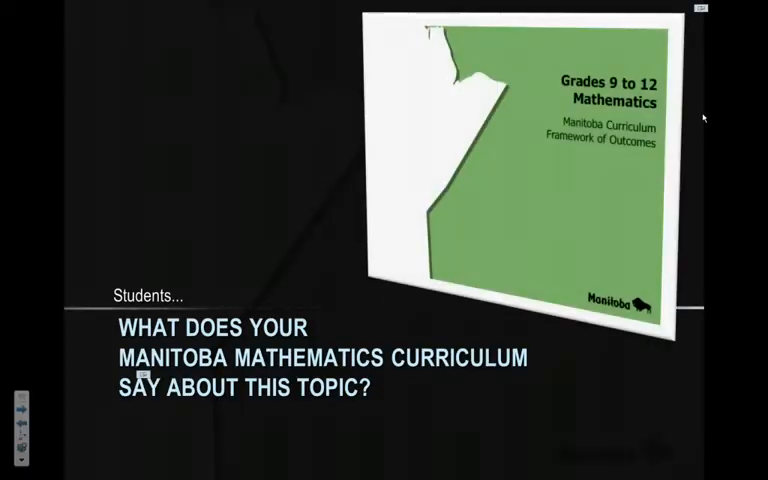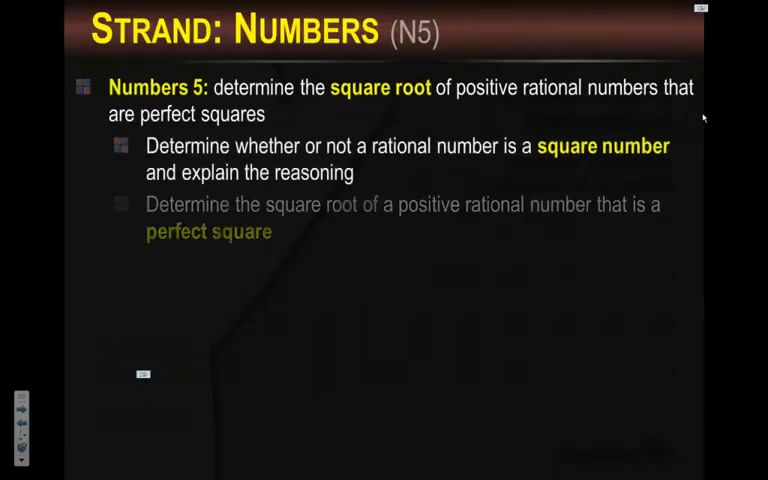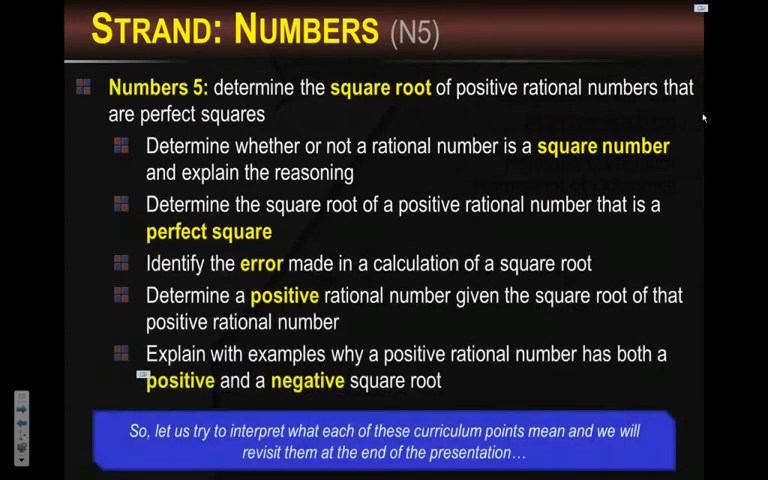Okay, so let's take a look at what the actual grade 9 math curriculum says about this. It says you need to determine the square root of positive rational numbers that are perfect squares, determine whether or not a rational number is a square number and explain the reasoning, identify the error made when you calculate a square root, determine the positive rational number given the square root of that positive rational number, and explain with examples why a positive rational number has both a positive and a negative square root.